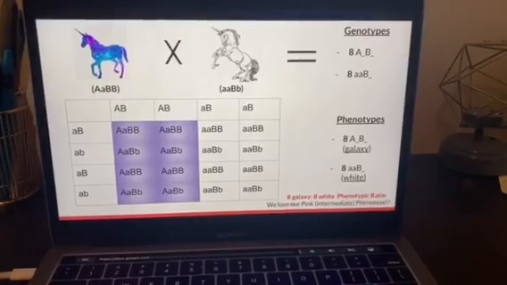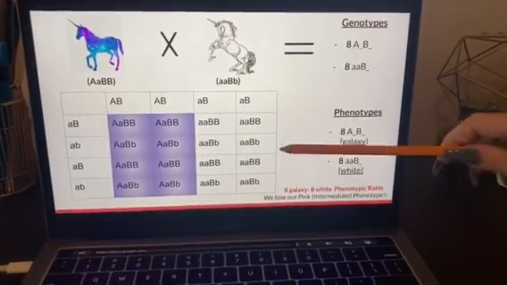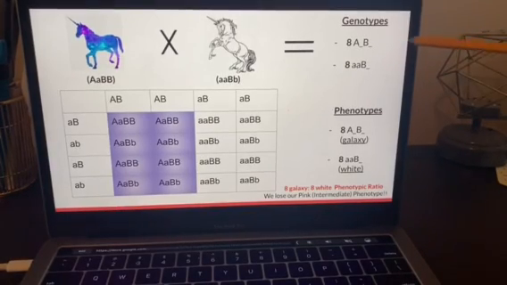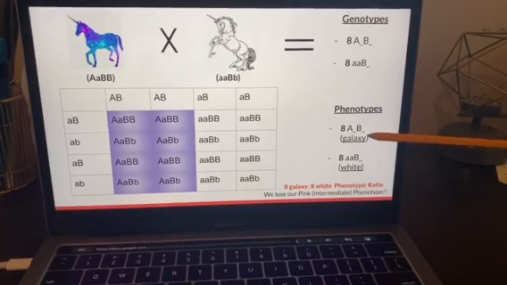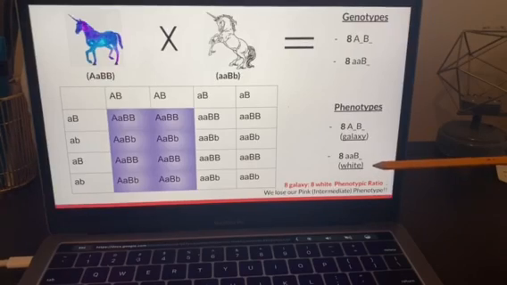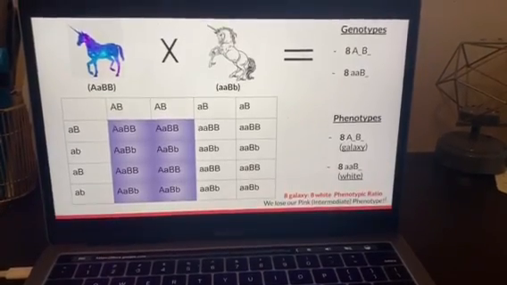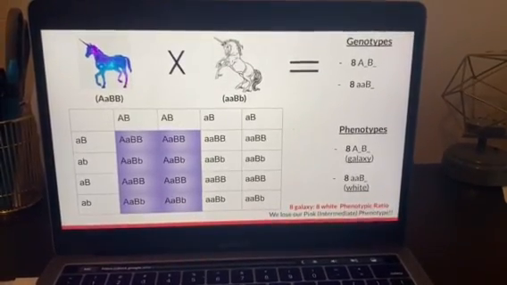In this example, we're going to cross our galaxy with a white unicorn. Here's our genotypes, and we'll have an 8:8 genotype ratio here. This is because we'll have 8 big A, big B galaxy unicorns and 8 little a, big B white unicorns. In this situation, we lose our pink intermediate phenotype and have a simplified 1:1 phenotypic ratio.